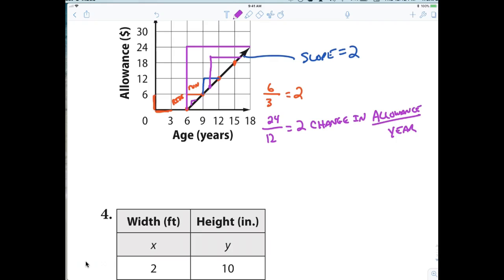Does everybody agree? So like if you're 5, you get $5. If you're 6, you get $6. If you're 7, you get $7, and so on. Is everybody with me on that? All right. So this slope is going to be called 2. All right. So your slope is the change in allowance every what? Every year. That's what that means.